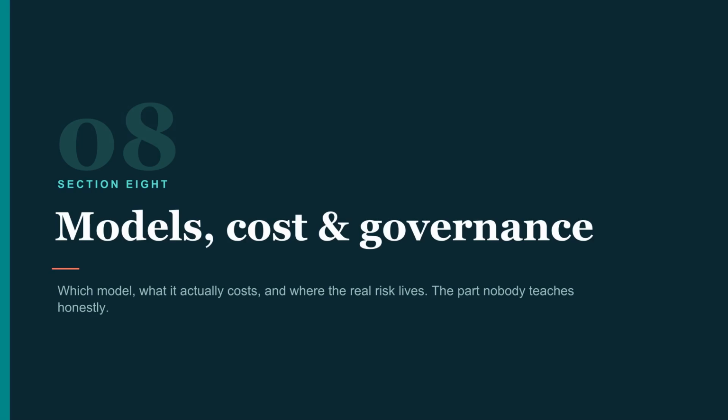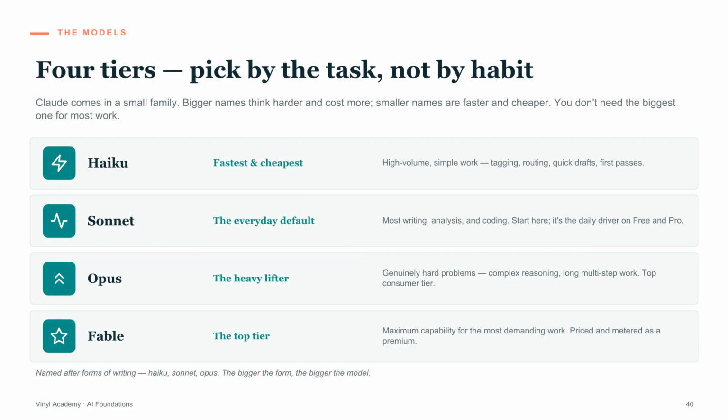Which model, what it actually costs, and where the real risk lives. The part nobody teaches honestly. Claude comes in a small family, named after forms of writing: haiku, sonnet, opus. The bigger the form, the bigger the model. Haiku is fastest and cheapest for high-volume simple work. Sonnet is the everyday default, start here. It's the daily driver on free and pro. Opus is the heavy lifter for genuinely hard problems. And Fable sits on top for the most demanding work, metered as a premium. Pick by the task, not by habit. You don't need the biggest one for most work.